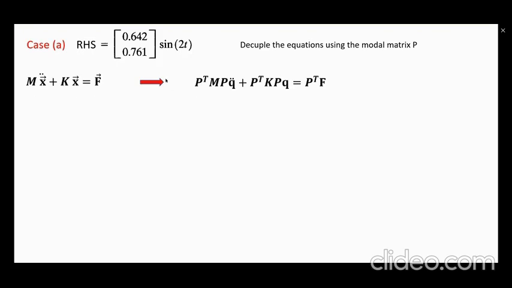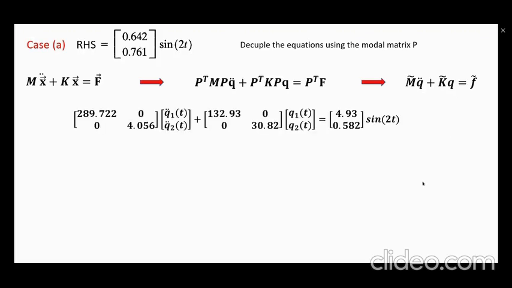So remember, we did it like this. We made a change of variable, by saying x equal to Pq, and we replaced x with q, and then we pre-multiplied by P transpose, so you get this. These are decoupled equations, you know that, and in fact I've written it down here for you. So there is the modal mass matrix, this is m tilde right there. This is the modal stiffness matrix, k tilde, notice that they are diagonal. And this thing, remember, it was P transpose times f. We already had f, we put the P transpose, you get this guy.